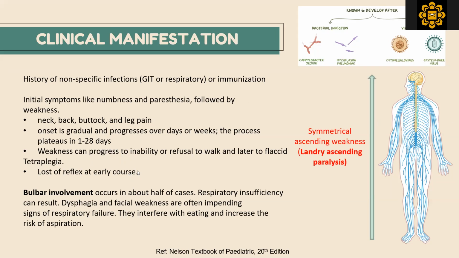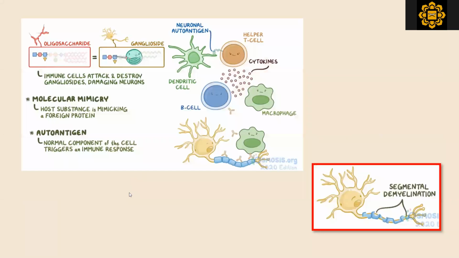And then usually there is areflexia or hyporeflexia. If there is bulbar involvement, we might be afraid there is respiratory insufficiency. So dysphagia and facial weakness are often an impending sign for us that respiratory failure might happen. And then the pathophysiology, to put it simply, is molecular mimicry because it is autoimmune.